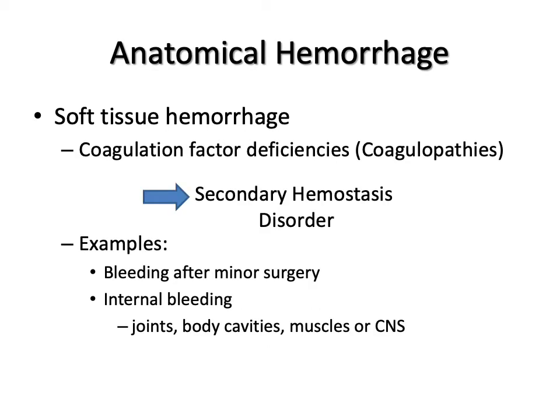Anatomical hemorrhage occurs in the soft tissues and is most often due to coagulopathies, deficiencies or defects in coagulation factors, which is associated with impairment of secondary hemostasis. Examples include bleeding after minor surgery and internal bleeding, which can occur in the joints, various body cavities, muscles, or the central nervous system.